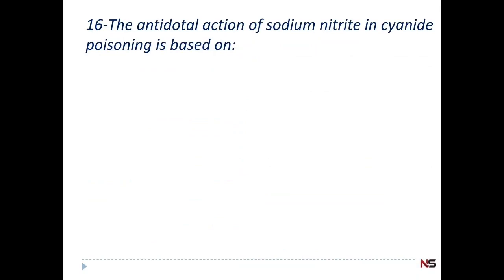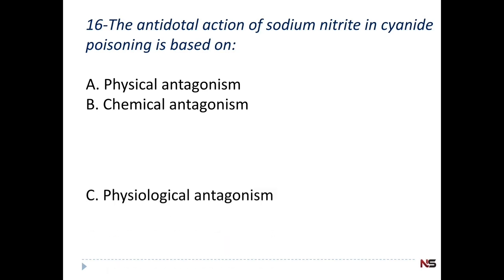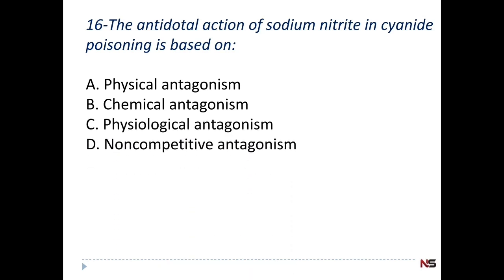Next, question number 16. The antidotal action of sodium nitrite in cyanide poisoning is based on what? We know that sodium nitrite is used in cyanide poisoning, which we already saw in a previous question. Option A, physical antagonism. Option B, chemical antagonism. Option C, physiological antagonism. Option D, non-competitive antagonism. These are the different types of antagonism. Which one is the main cause of the antidotal action of sodium nitrite in cyanide poisoning? The correct answer is option B, chemical antagonism.